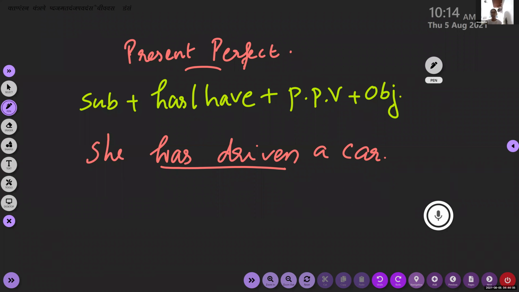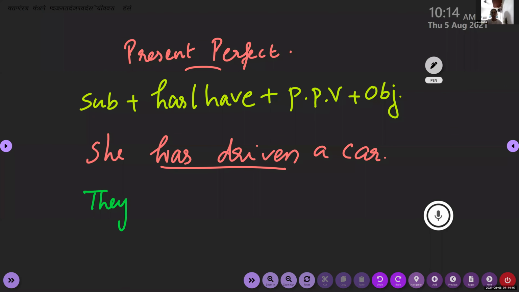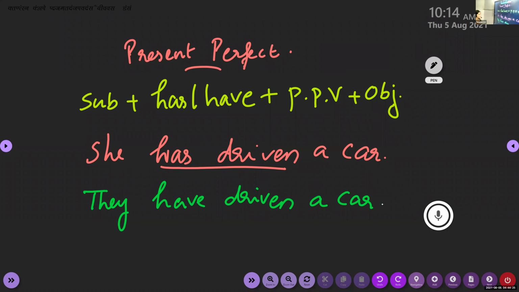They have driven a car. Okay. How many persons are driving a single car? All the three are driving a single car. No problem. Let them enjoy their ride. A co-driver should be there, like a co-pilot. Okay, fine. So here they have driven a car.